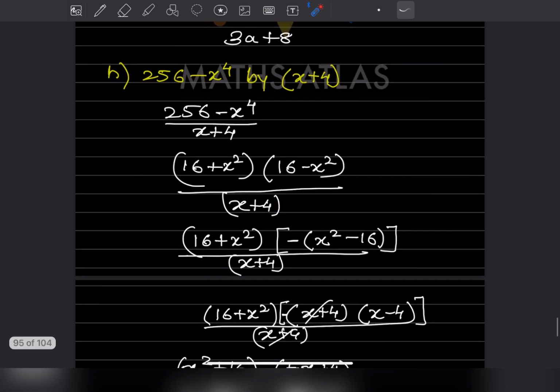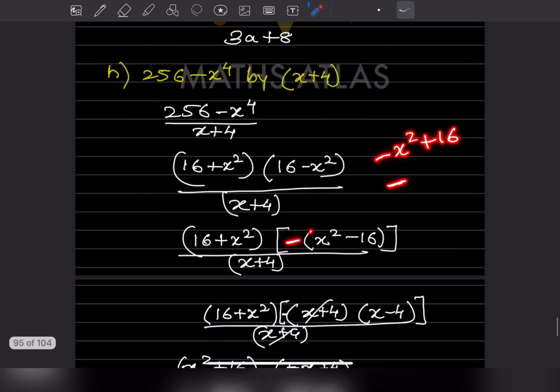So now here again what we can do, this 16 plus x square, let us keep as it is. But now this part, again it is in the form of a square minus b square. So before that what we can do, we can bring this x over here and the 16 over here. So that is minus x square plus 16. So we can take minus common, and x square plus 16 means minus and minus becomes plus. So this is minus and x square minus 16.